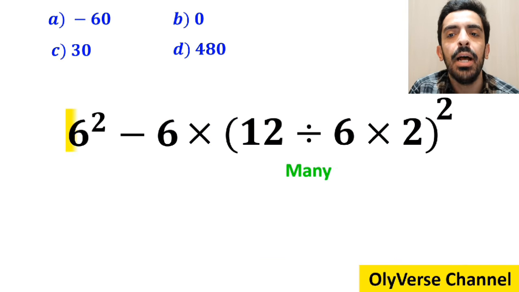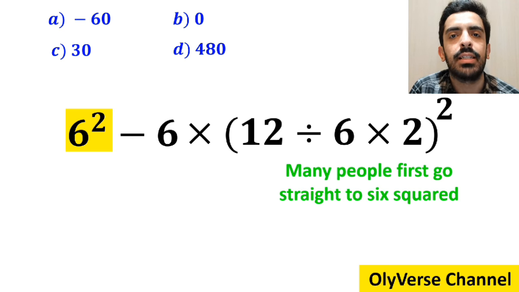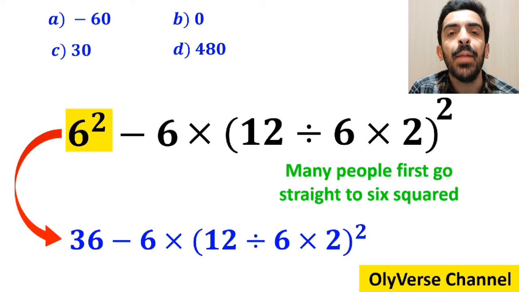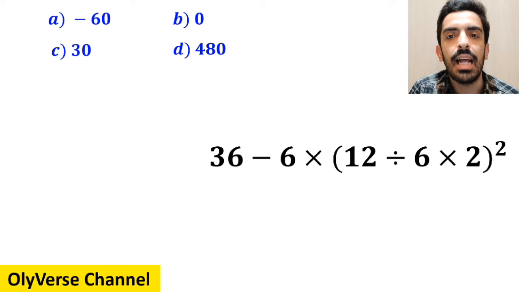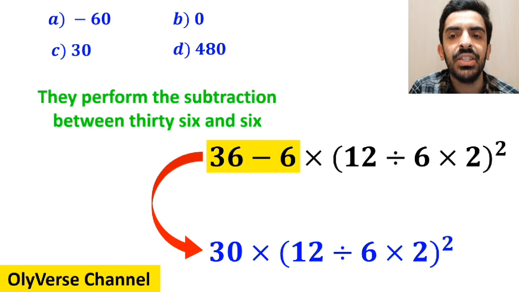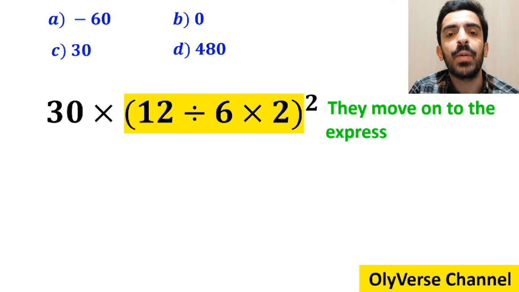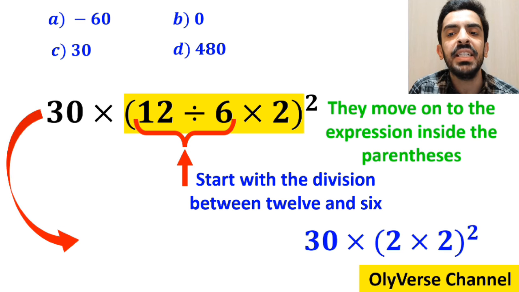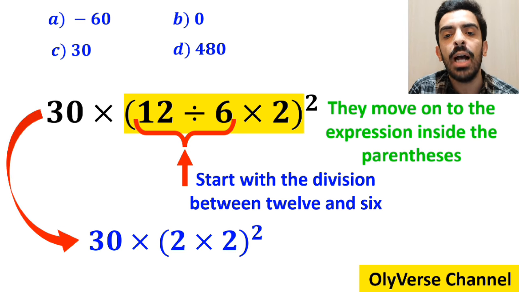To solve this question, many people first go straight to 6 squared, and they simplify this expression to 36 minus 6 multiplied by (12 divided by 6 times 2) all squared. In the next step, they perform the subtraction between 36 and 6 and write this expression as 30 multiplied by (12 divided by 6 times 2) all squared. Then they move on to the expression inside the parentheses and start with the division between 12 and 6, and simplify this expression to 30 multiplied by (2 times 2) all squared.